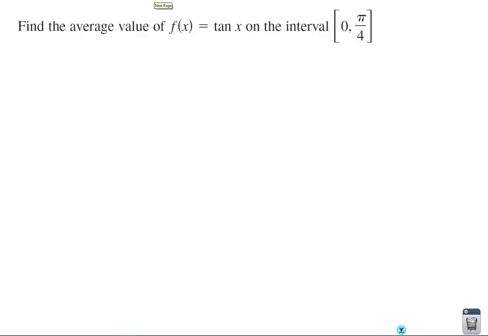Oh yeah, find the average value of tangent on the interval from 0 to pi over 4. So this is when we're doing our trig integration, but we're also using the average value theorem, which we haven't seen in a while. Remember, average value theorem is f of c is equal to 1 over b minus a times the integral from a to b of f of x dx. Okay, it's been a bit since we've done that, so probably a good time for you to go back and refresh that if you don't remember that one.